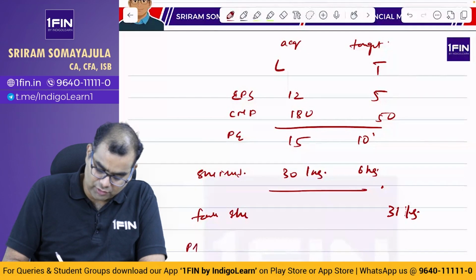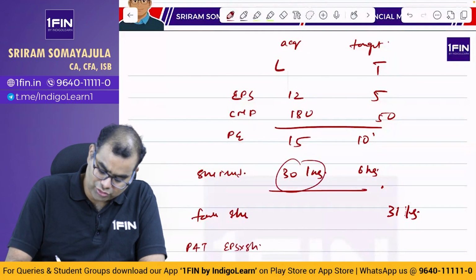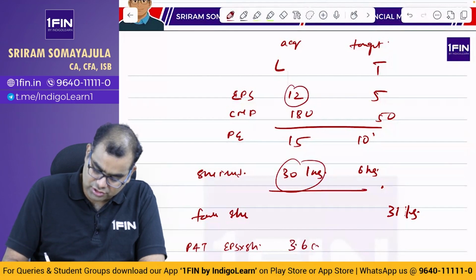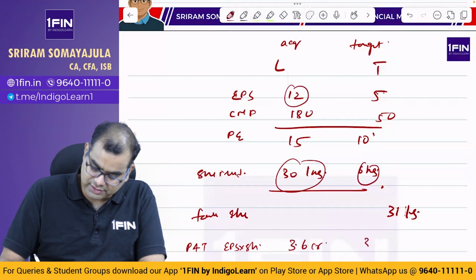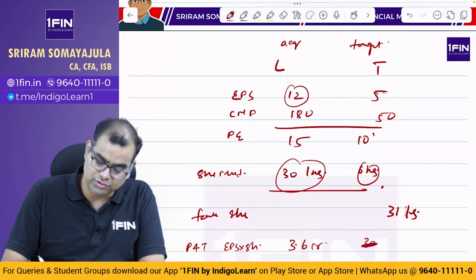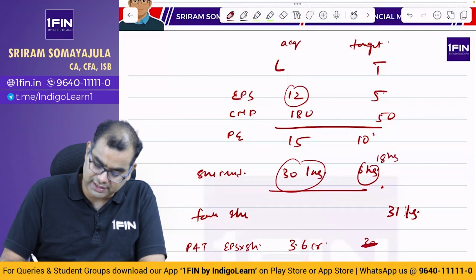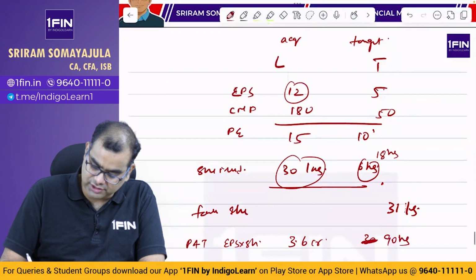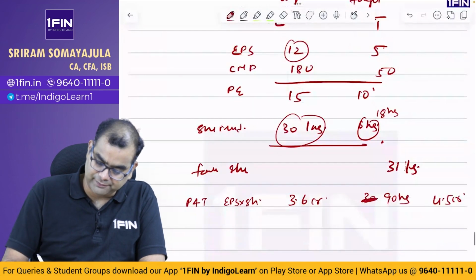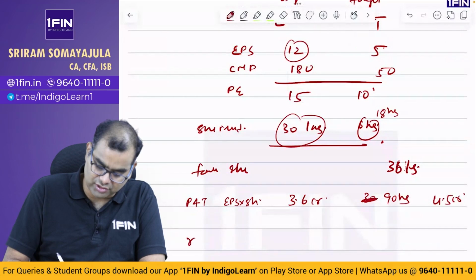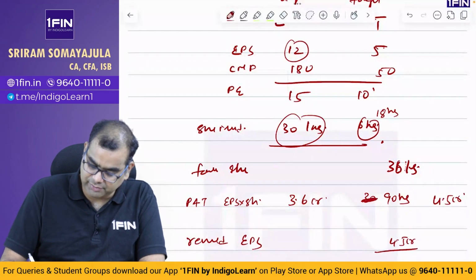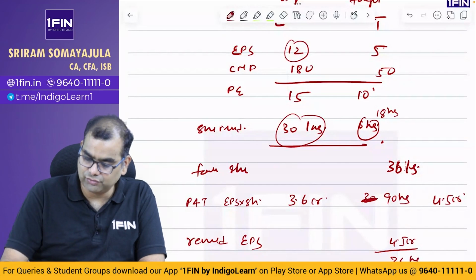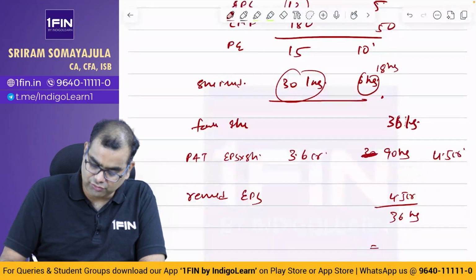Then PAT. What is PAT? EPS into shares. This is 30 lakhs into 12, that is 3.6 crores, and then the target, not 6 lakhs. Original share count was what? 18 lakhs. 18 lakhs into 5, which is 90 lakhs. So total is 4.5 crores, the PAT. For how many shares? 36 lakh shares. So revised EPS is 4.5 crores divided by 36 lakhs. So you can do 450 divided by 36. Revised EPS is equal to 12.5.